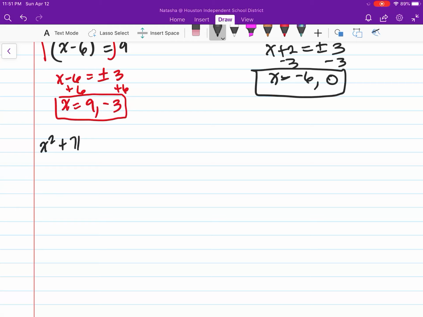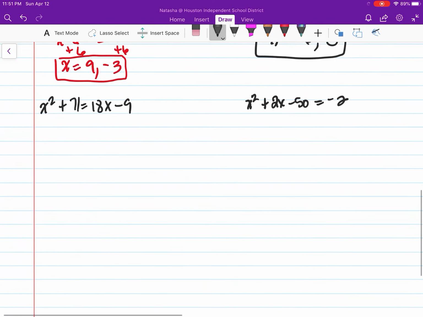I'm going to give you 2 more problems. I'm going to say that these are probably going to be the flip grid questions. So we're going to have x squared plus 71 equal to 18x minus 9. And we have x squared plus 2x minus 50 that's going to be equal to negative 2.